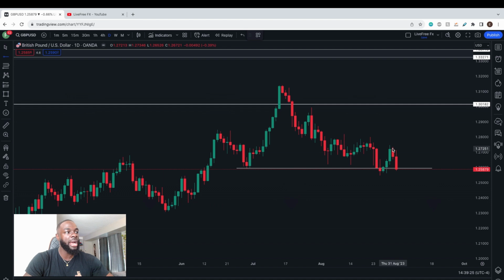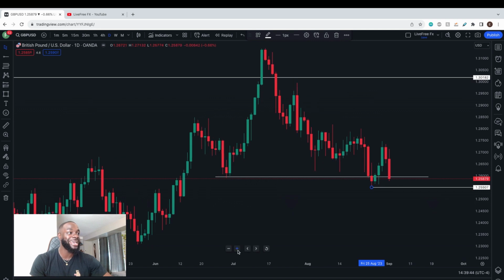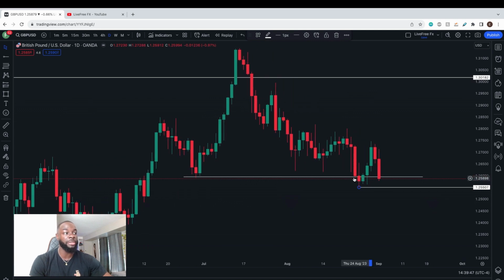We got a pullback. So as I take a look at this, as I take a look at pound dollar in the daily time frame, now my brain is probability. Let's focus on the probability. What is the probability of this happening over this happening, right? So we can see that in terms of the candlesticks, sellers are more dominant, and the market structure is also bearish as well, as price is now making lower lows, lower highs, lower lows, and lower highs.